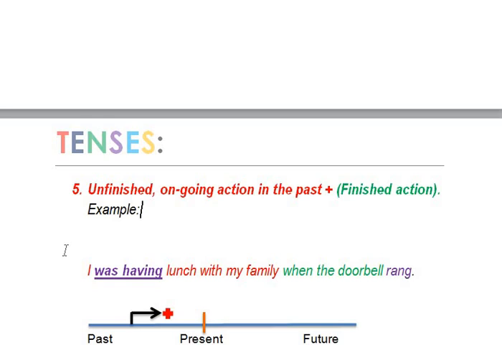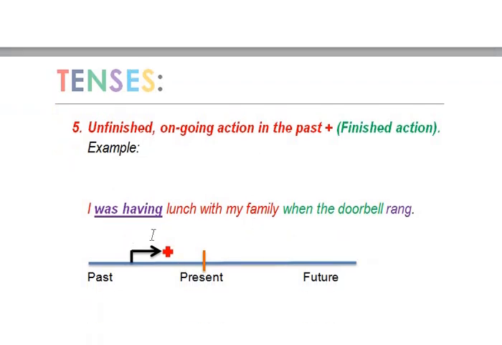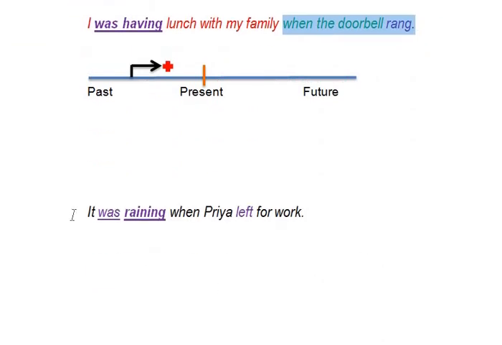So always here, if you want to speak about a past continuous action or unfinished ongoing action, you must mention one finished action also. Moreover, the finished action that interrupted the continuous action must be in the simple past tense, like subject plus V2 form. Here, this having lunch started in the past. In the middle of this, the doorbell rang. This doorbell rang is nothing but the finished action. And I was having lunch with my family is the unfinished ongoing action in the past. So for the unfinished ongoing action in the past, along with a finished action, we can use past continuous tense. But always this finished action must be in simple past tense.